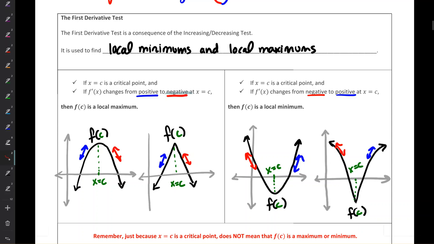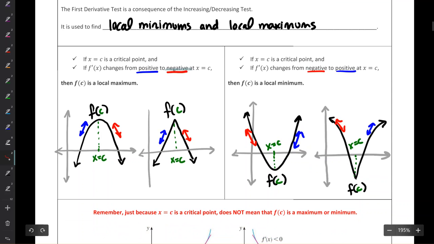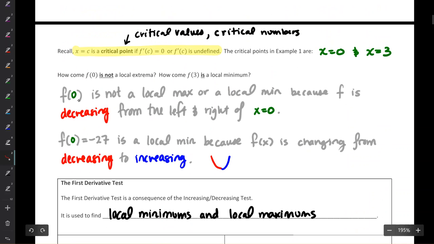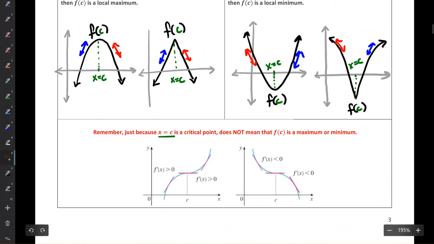Now remember, this is a really common mistake. Just because x equals c is a critical point doesn't mean that you have a local max or min, right? At x equals 0, the y value f of 0 was not a local max or min in example 1 because my function was going from decreasing, constant for a quick second, and then decreasing again. That is not a hill or a valley, no min, no max, right? So here are some general pictures for that. And that concludes our first derivative test.